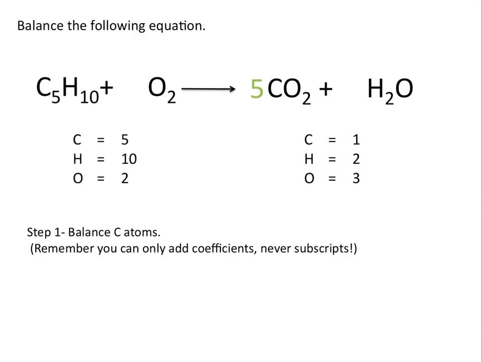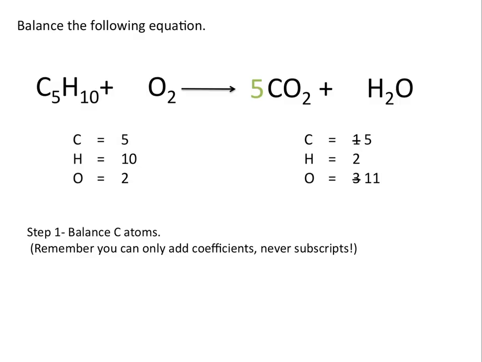But by putting a 5 in front of CO2, we've not only changed the number of carbon atoms on the product side to 5, but we've also changed the number of oxygen atoms on the product side. So we have 10 oxygen atoms from CO2 and 1 oxygen atom from H2O, giving us a total of 11 oxygen atoms. Now let's balance the number of hydrogen atoms.